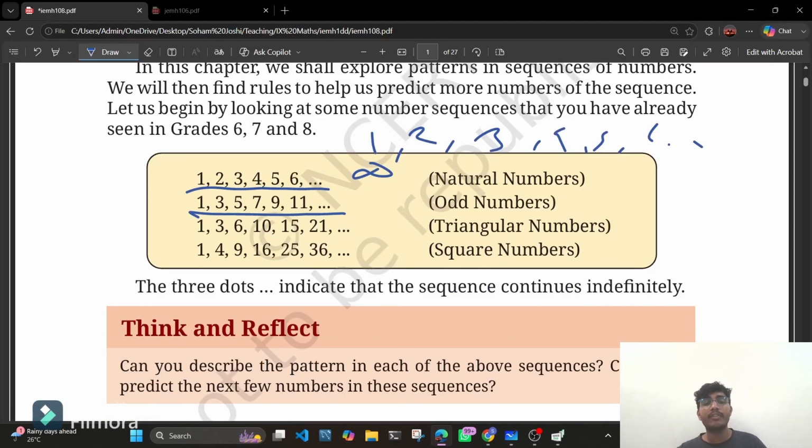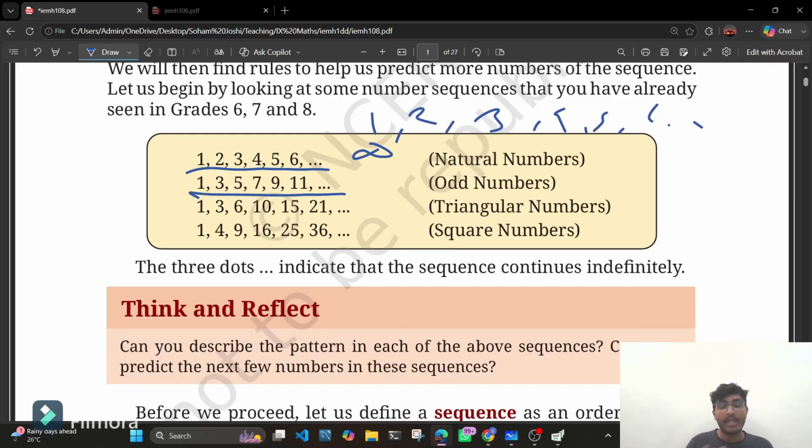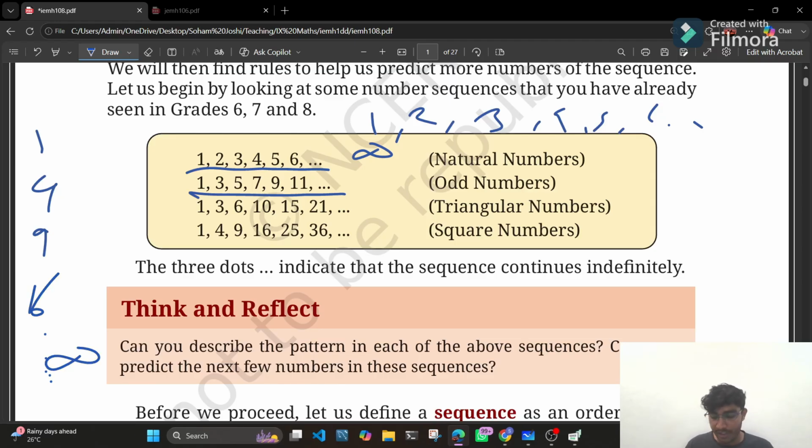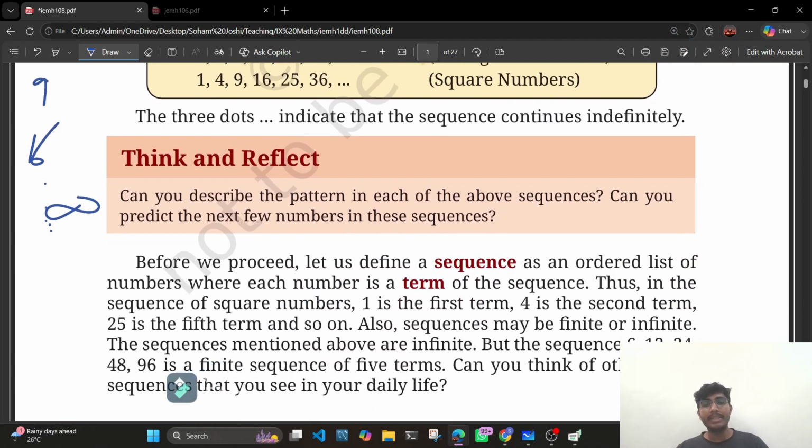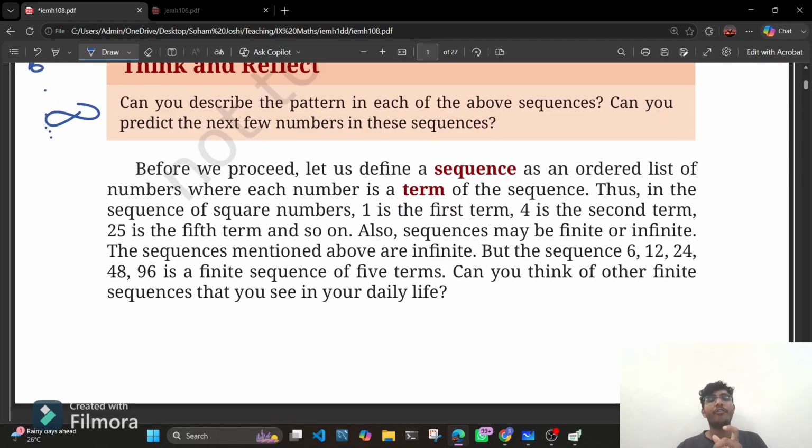Then we have square numbers. If I square each number, the square of 1 is 1, the square of 2 is 4, the square of 3 is 9, the square of 4 is 16, and so on till infinity. Basically, these numbers form a sequence. So how can we define a sequence?